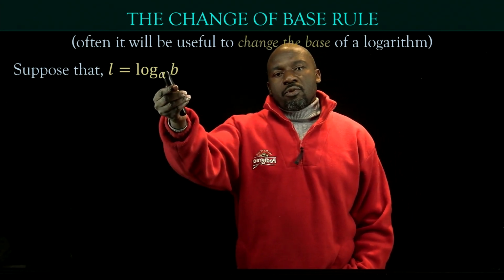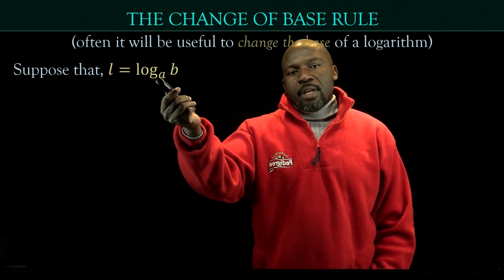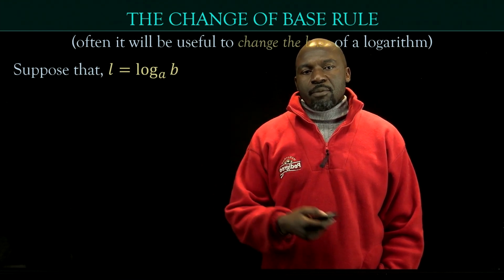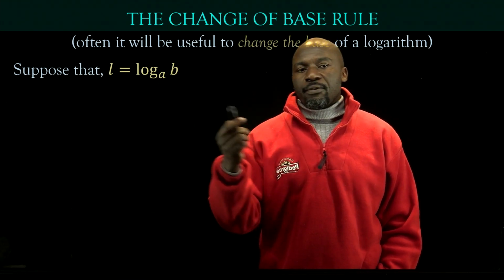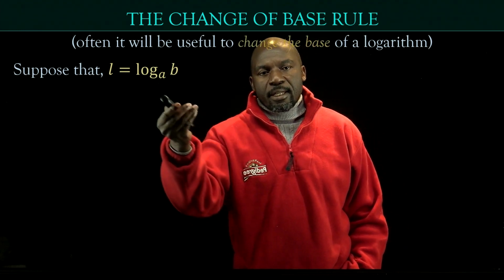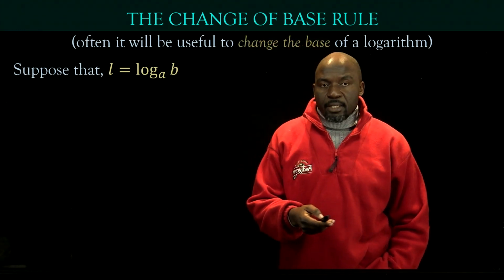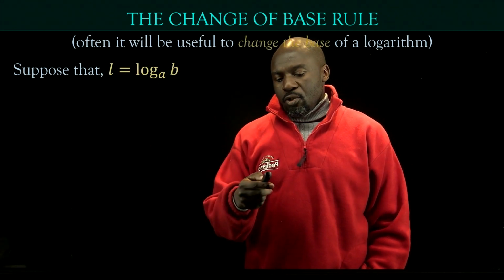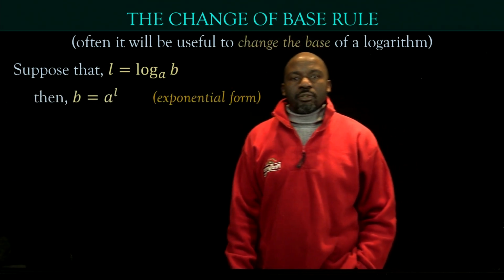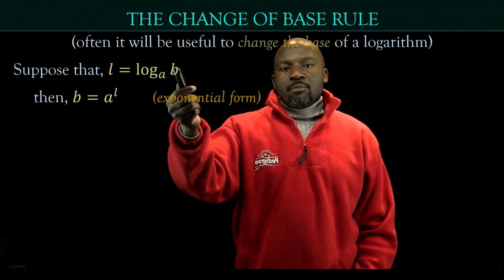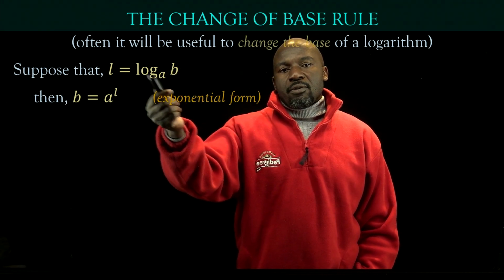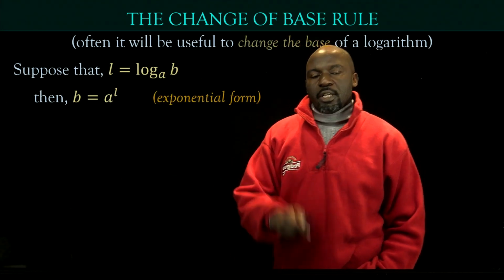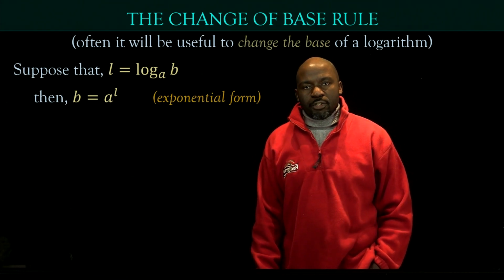Then we can change this to exponential notation. So we are going to change the base. Right now the base is a. We're going to make it another base. We can pick any other base we want, base 2, base 10, base 5. We'll just use a different letter to imply that we are changing the base. So the first thing we do is to change the logarithmic notation into exponential notation. Then we can write that b is the same as a to the power of L. So a to the power of L must be equal to b. We have changed it into exponential form.